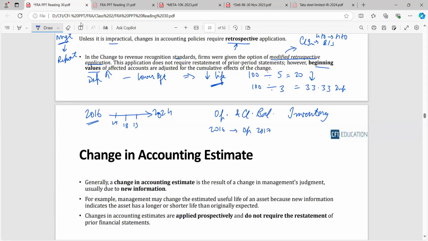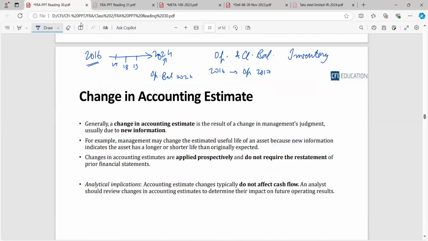That way, till 2024 we will be deriving our opening balance for 2024, and on that basis we can say that yes, we had done a retrospective application, but it is not a complete approach, it is a modified approach. But yes, the ultimate effect or approach that we want to achieve is now achieved. So that way the modified retrospective application works.